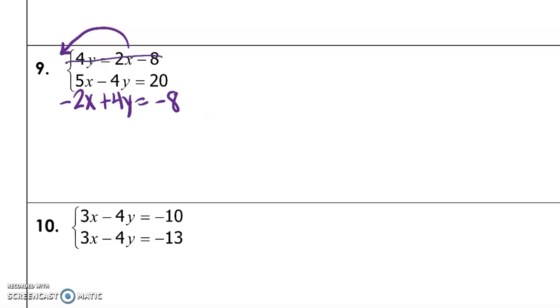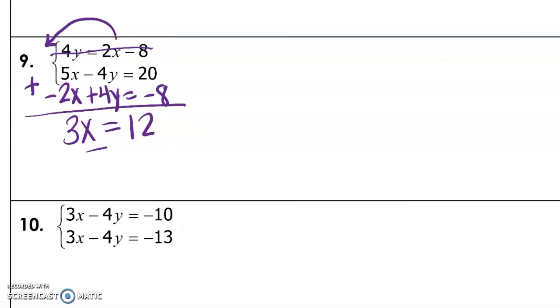Now I'm going to ignore the top one. We'll come back to that in a minute. But now we're just looking at these bottom two. We have a minus 4 and a plus 4. Those are opposites, so we add. So 5 plus negative 2 is 3x. Our y's canceled out. 20 plus negative 8 is 12. So again, you don't have to show your division if you know that that needs to be 4. So x equals 4. You can plug it into any of the equations.